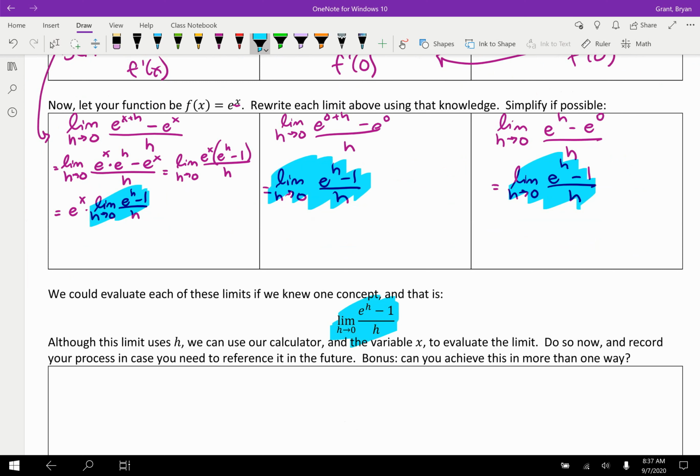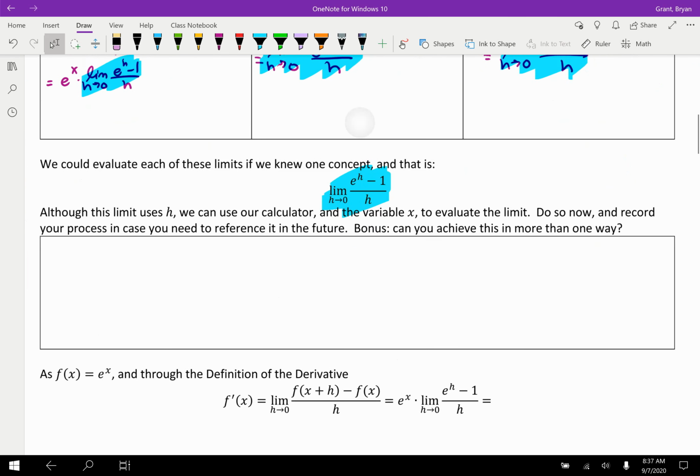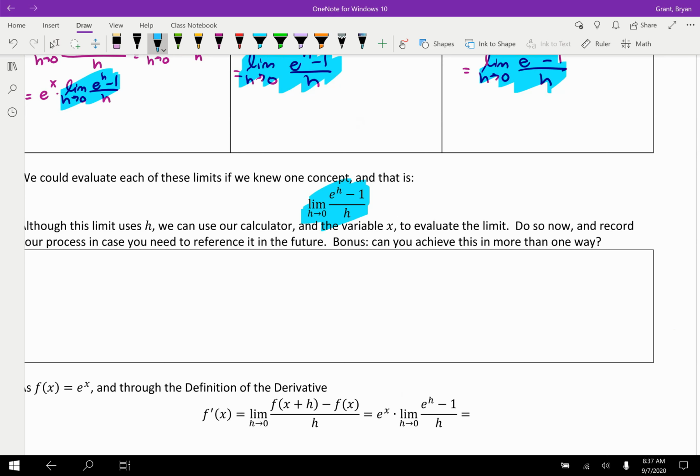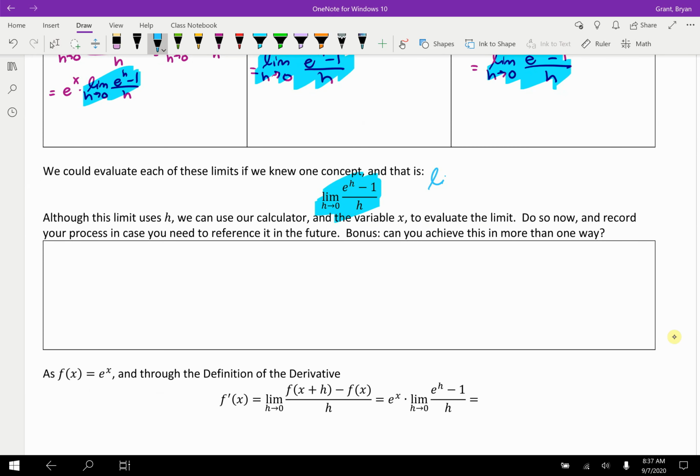Well, the nice part is we're actually going to use our calculator a bit today. So we're going to go ahead and evaluate this limit using our calculator. Now, this limit is a little strange because it uses h. So what we might want to do is, instead, since h is just a variable and that's the only variable in there, let's treat this as if it was the limit as x approaches 0 of this same function.